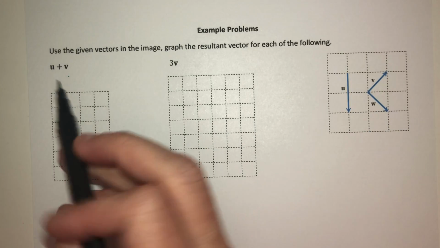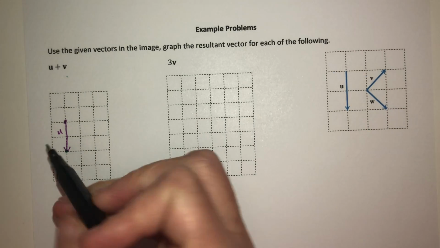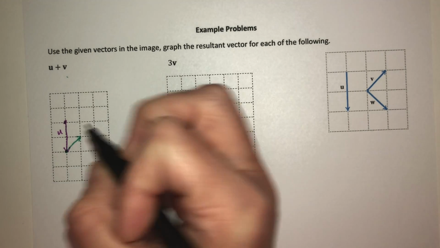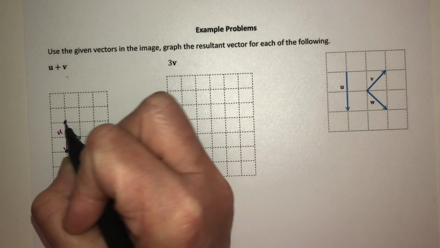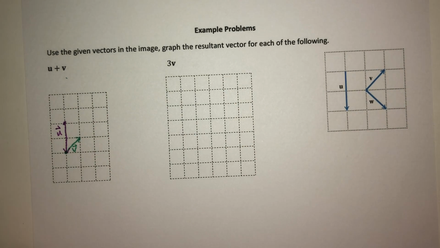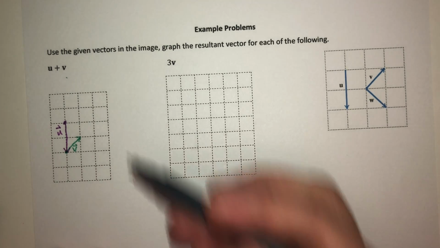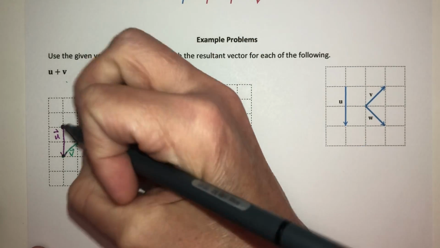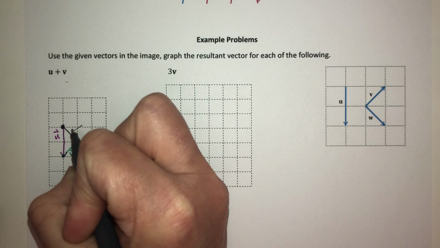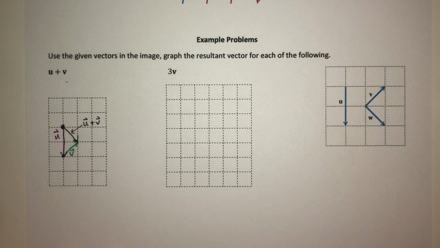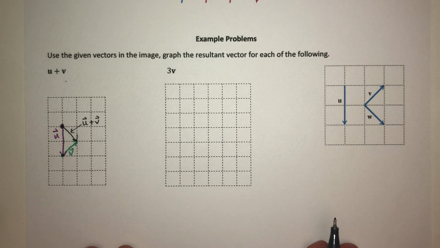And since I'm adding, I'm going to place it here. I'm going to line up the initial point. And it goes to here. And that is v. That's our vector v. And this is our vector u. So the answer vector, u plus v, our resultant, starts here, points here, and that is u plus v. Okay?